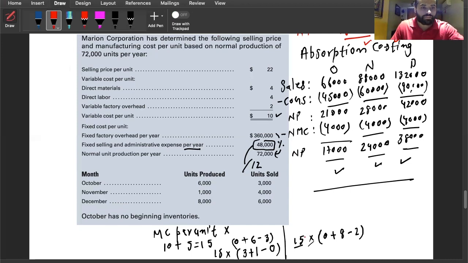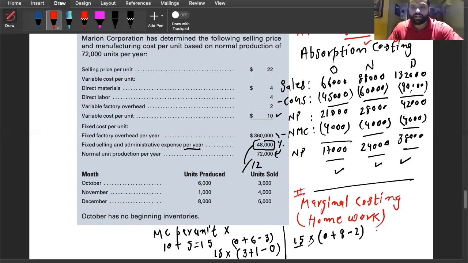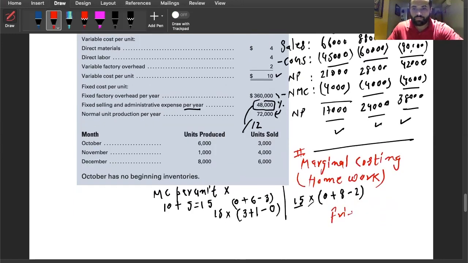Understand? Yes or no? Yes. Now marginal costing will be your homework. I will check marginal costing next week, Friday, in the class. Because next week we have a class, the last lecture. Next week we will finish this marginal costing question, and then we will start with the next topic, which is cost, volume, profit, and then we will discuss the final exam.